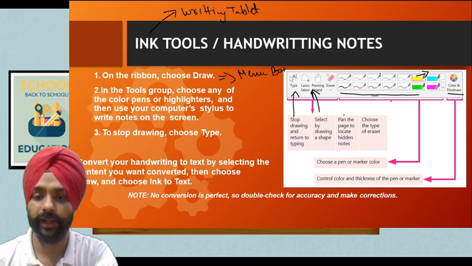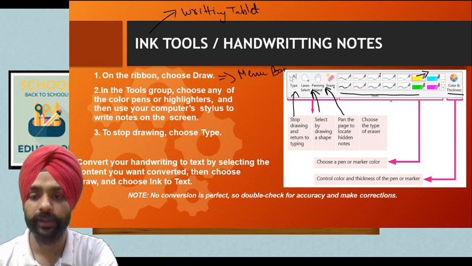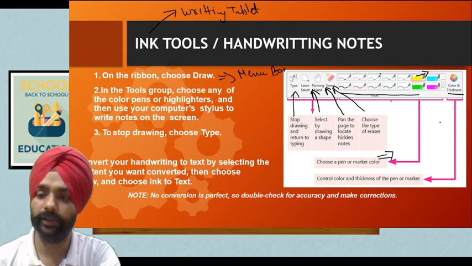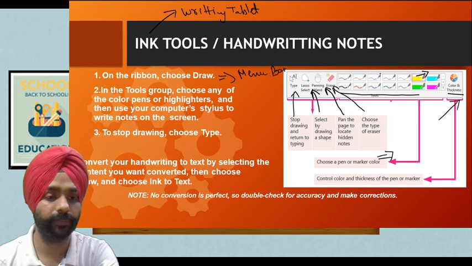Pan the page and locate the hidden notes. You can scroll down the page by using the panning hand. Then the eraser to erase the unwanted content. These are different types of pen or the marker you can use to highlight. So by this tool you can adjust the color and thickness.